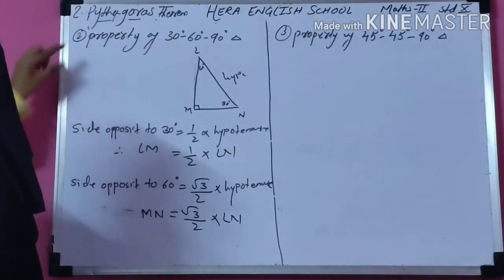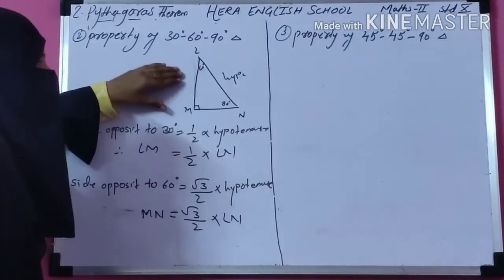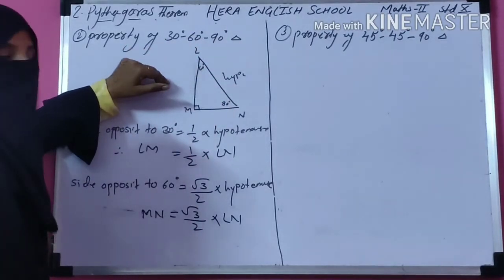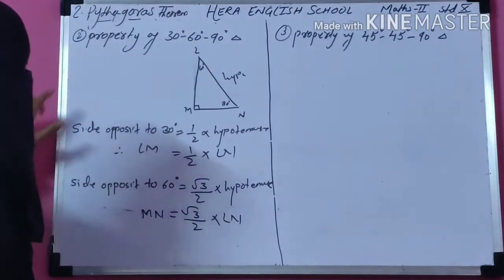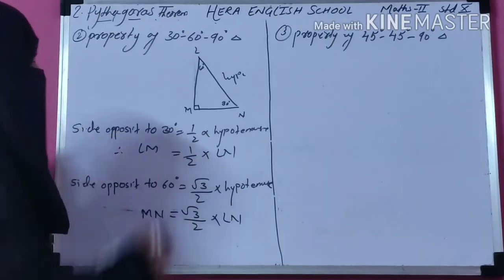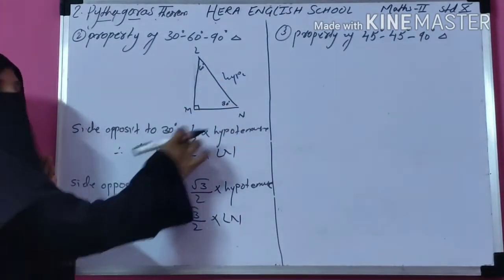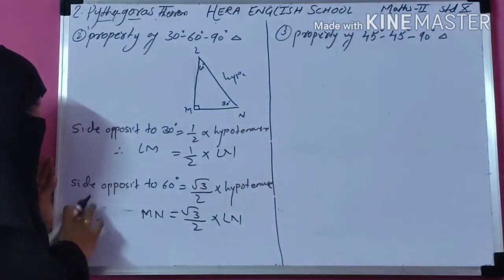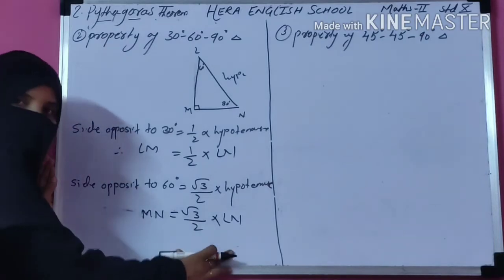Now revise one more time the property of the 30, 60, 90 triangle. That means if in your triangle one angle is 30, one angle is 60 and one angle is 90, then the side opposite to 30 degree, here LM, is half of the hypotenuse, and the side opposite to 60 degree is root 3 upon 2 times the hypotenuse.